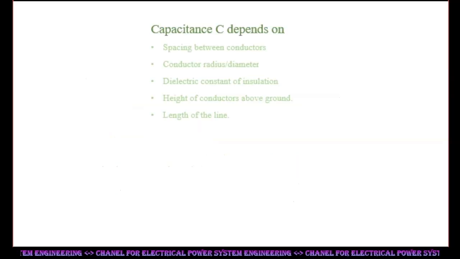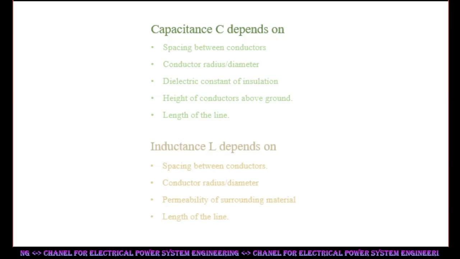Capacitance C of the line depends on the following: spacing between conductors, conductor diameter, dielectric constant of insulation, height of conductors above ground, and length of the line. Inductance L of the line depends on the following: spacing between conductors, conductor diameter, permeability of surrounding material, and length of the line.